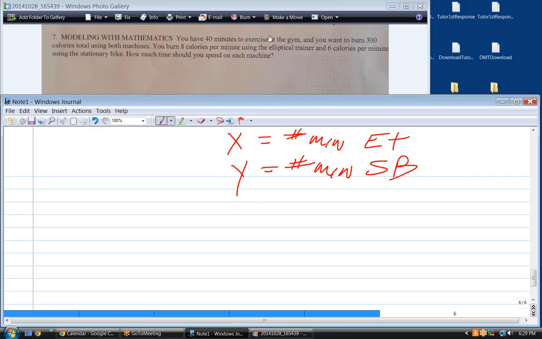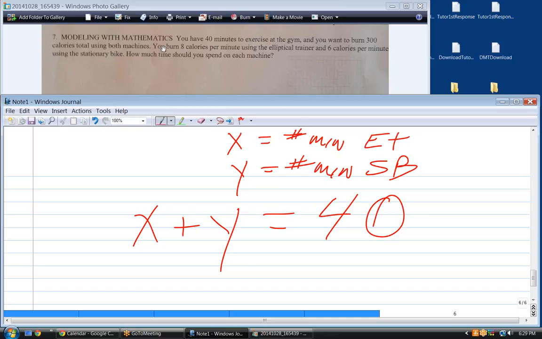You have 40 minutes to exercise. What does that mean? Make an equation out of that. If x is the number of minutes I'm going to be on the elliptical and y is the number of minutes on the stationary, what's the equation that comes out of that first sentence? x plus y equals 40. That's straightforward.